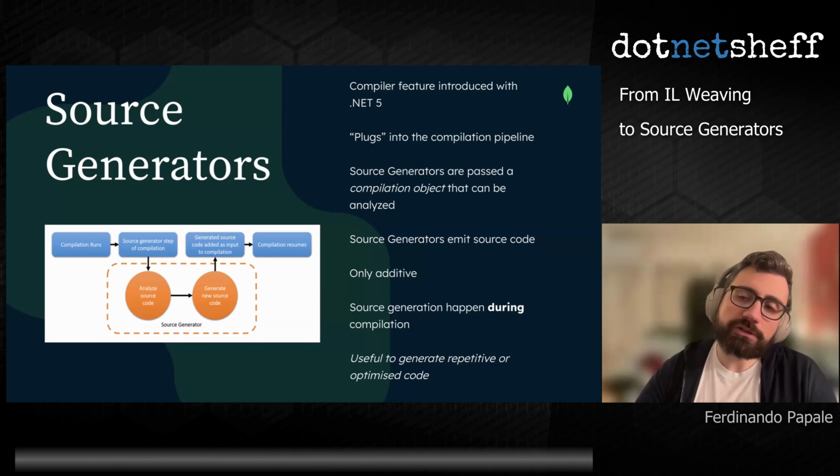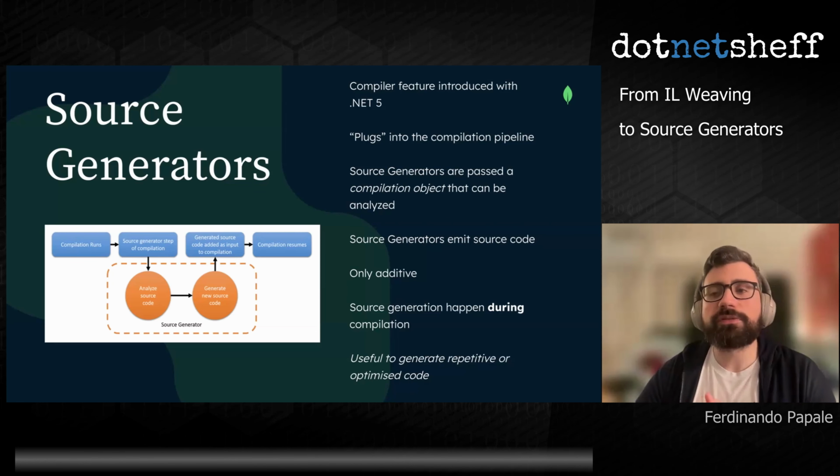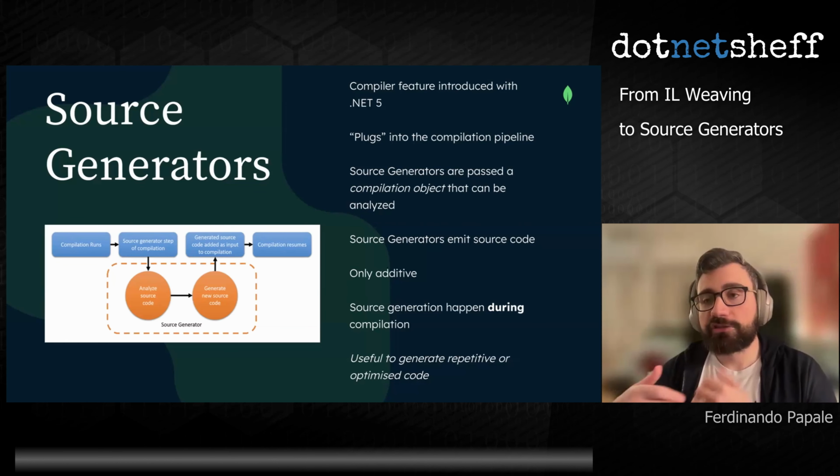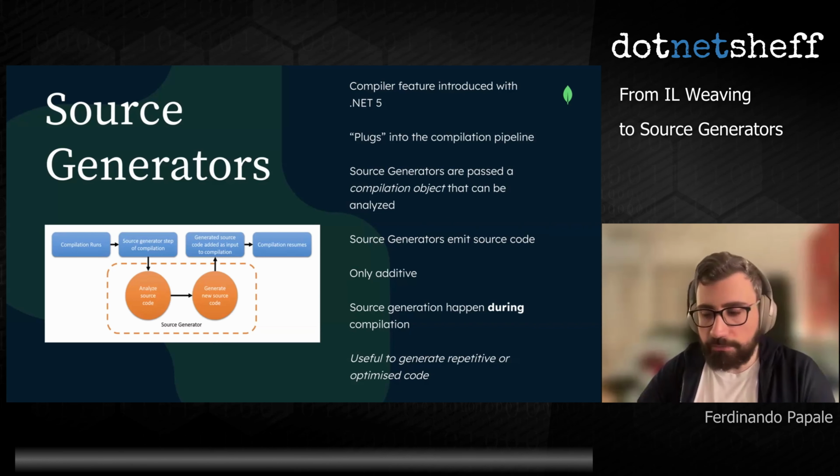So one big difference with weaving is that they cannot modify what's already there, but they can add new files. So they're only additive. Another important difference is that the source generation process happens during the compilation, while instead the weaving was happening after the compilation.